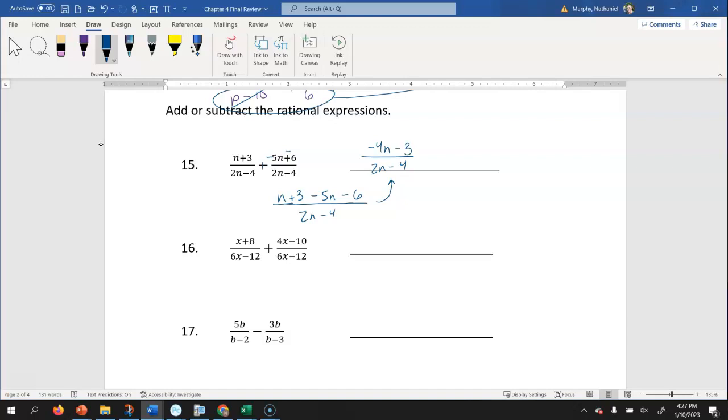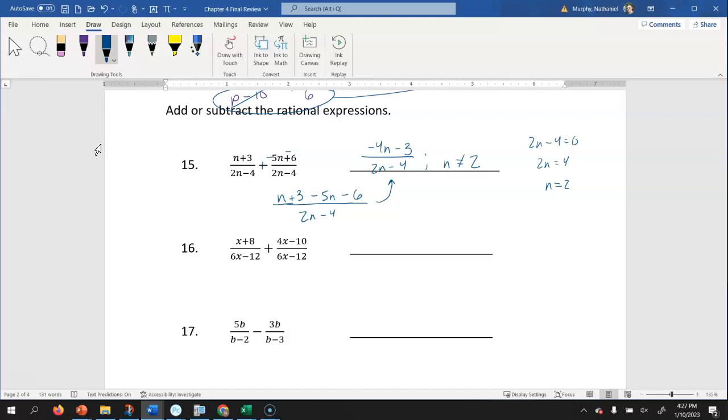And just like we were doing before, they didn't say anything about restricting the domain. Let's just go ahead and do that. If I set 2n minus 4 equal to 0, we would add 4 and divide by 2. So we would say that n can't equal 2. All right, next one. Again, similar situation.